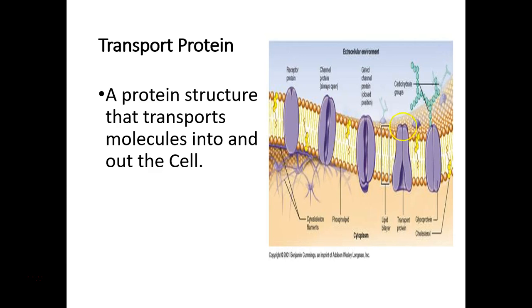As you can see here, there are transmembrane proteins. That means they go across the membrane. This is a receptor protein. This is a channel protein. This is a gated channel protein because it has a gate right here. And this is just another transport protein.